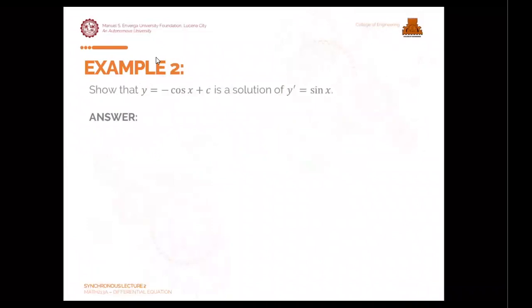Example number 2. So we have show that y equals to negative cosine x plus c is a solution of y prime equals to sine x. Okay? So anong gagawin natin dito? So ito yung mismong solution natin, no? Ito yung function natin, then ito yung differential equation natin. Okay? So kailangan ma-equal natin siya sa sine x.